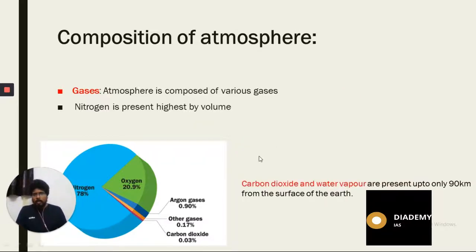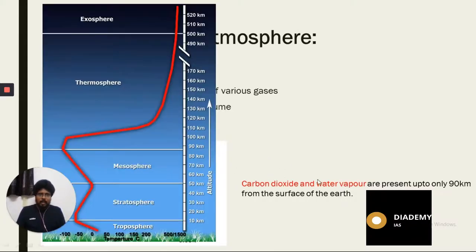Among the gases, we'll focus mainly on carbon dioxide, because carbon dioxide is one such gas that is important for survival as well as causing damage to the Earth. One important fact is that carbon dioxide and water vapor are present only up to 90 kilometers from the surface of the Earth. The atmosphere of the Earth is divided into several layers: troposphere, stratosphere, mesosphere, thermosphere, and exosphere. Up till 90 kilometers, that means up till the mesosphere, we will have carbon dioxide and water vapor.